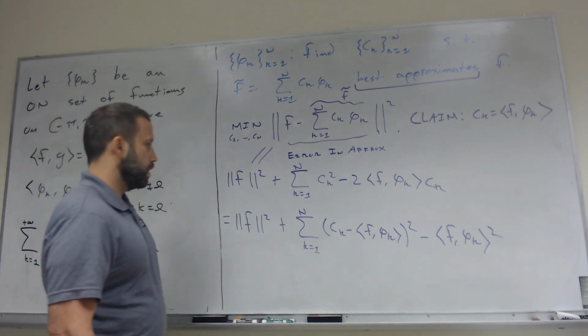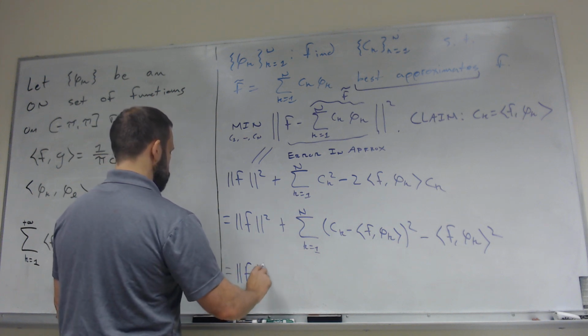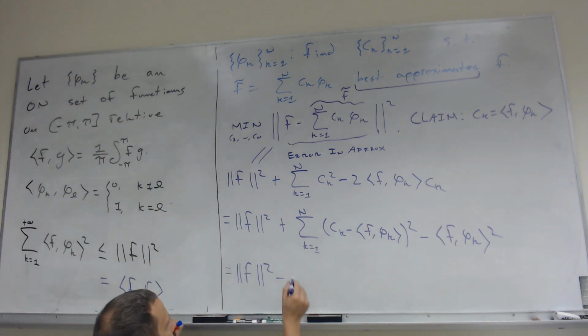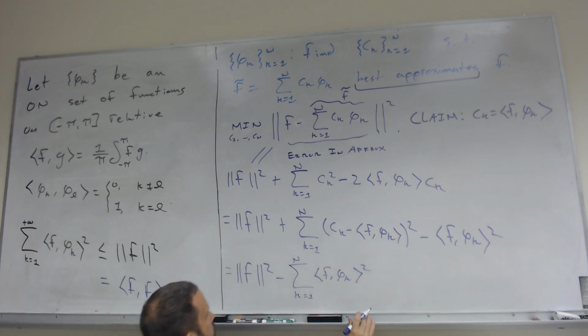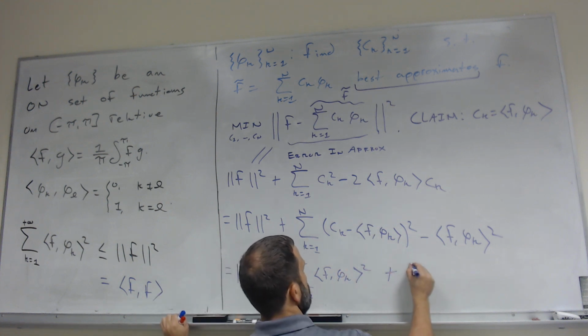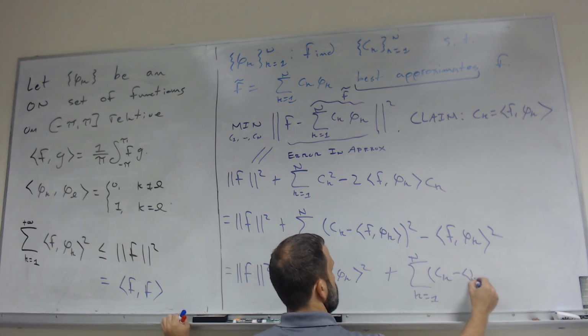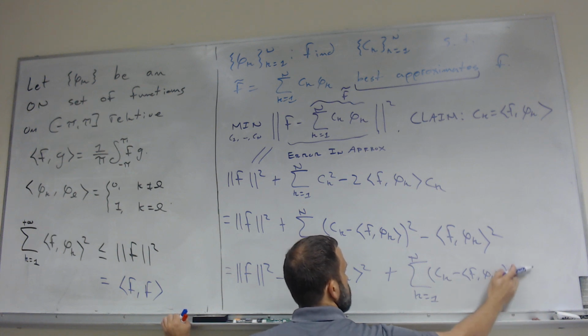Well, this then is equal to the norm of f squared minus the sum k equals 1 to n of the inner product of f and phi k, squared, plus the sum k equals 1 to n of c_k minus the inner product of f and phi k, squared.